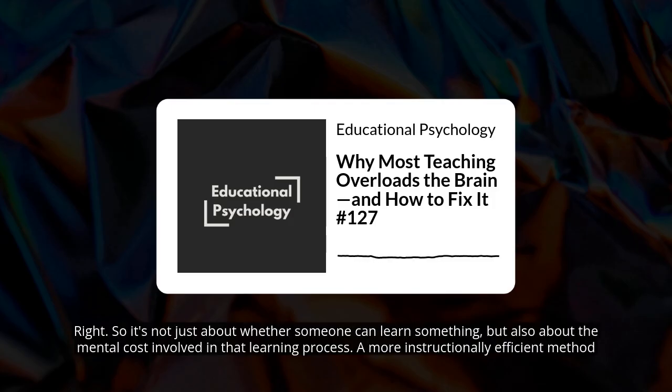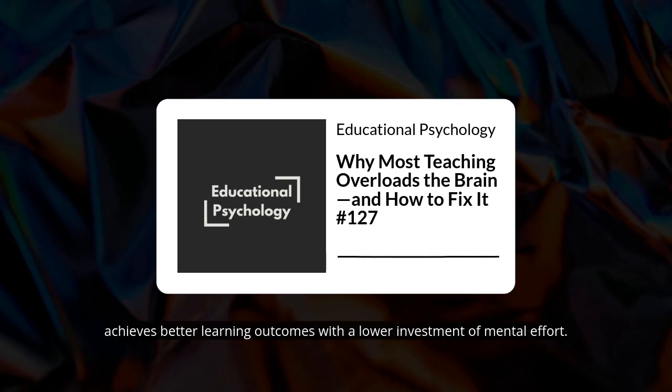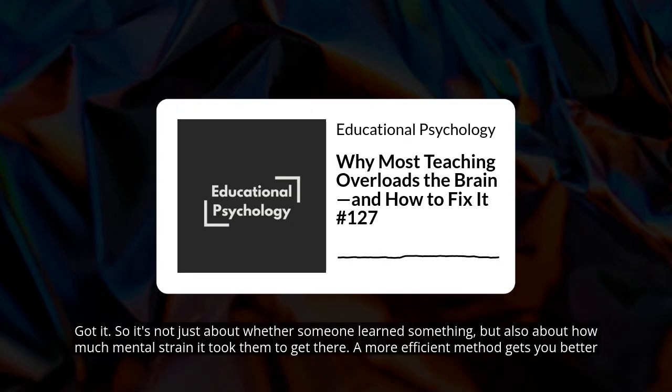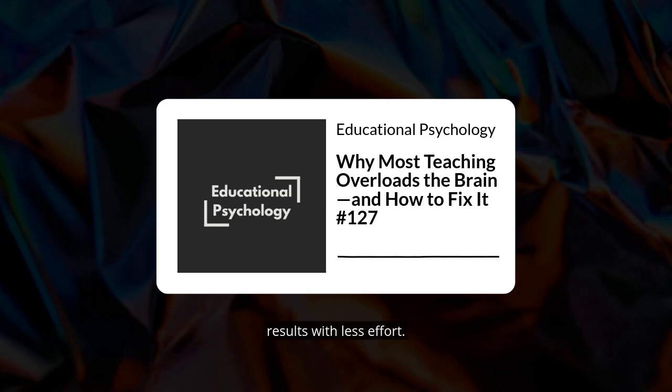Right, so it's not just about whether someone can learn something, but also about the mental cost involved in that learning process. A more instructionally efficient method achieves better learning outcomes with a lower investment of mental effort. Got it. So it's not just about whether someone learned something, but also about how much mental strain it took them to get there. A more efficient method gets you better results with less effort.